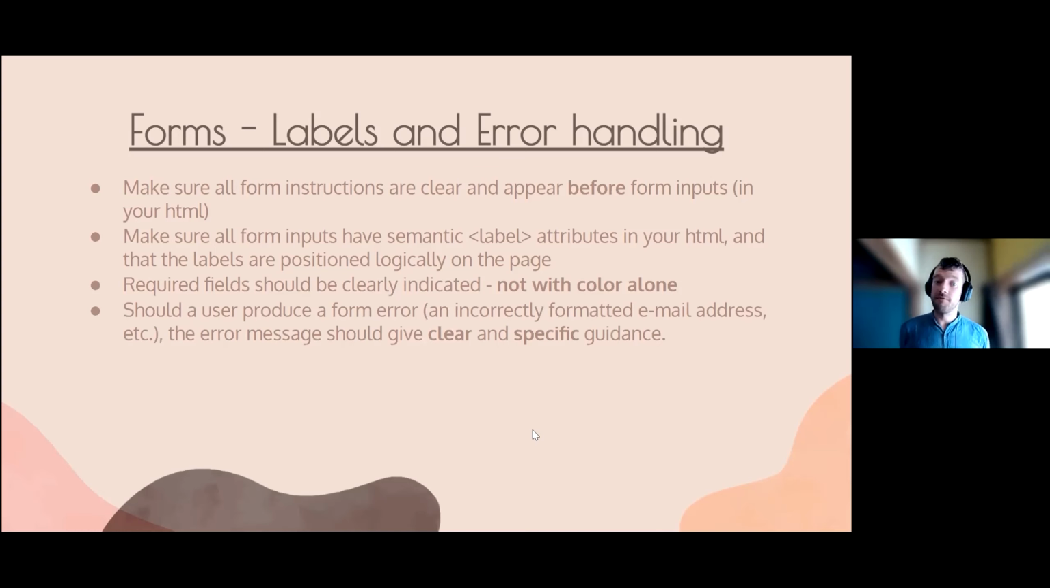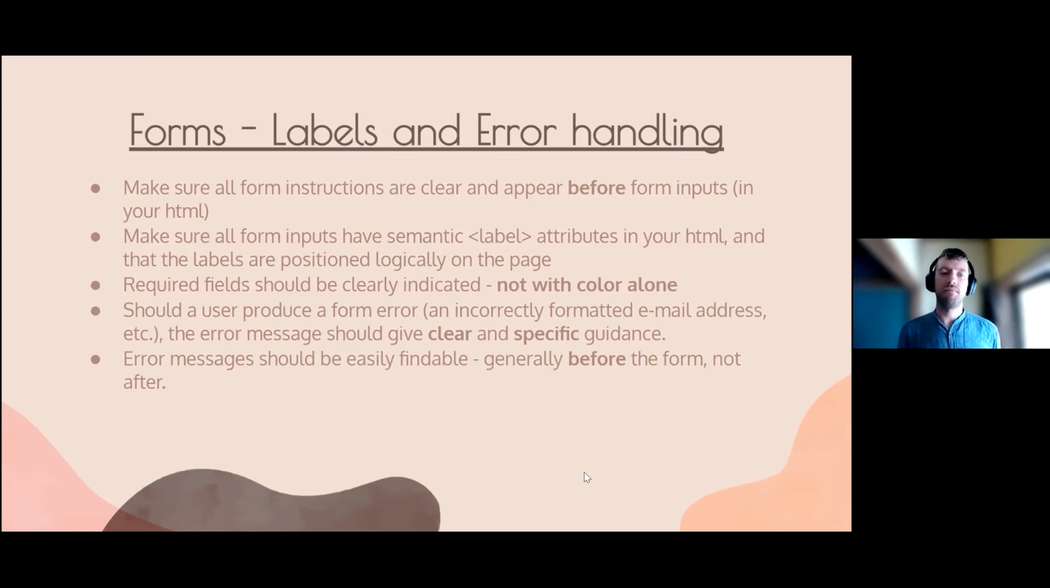If a user produces a form error, maybe an incorrectly formatted email address or a date, the error message should give clear and specific guidance for how to fix it, and the error message should be easily findable before the form, not after the form, to make it easy for someone using a screen reader to figure out what error message is attached to what input. And lastly, make sure that your label is clickable if your form element is clickable.